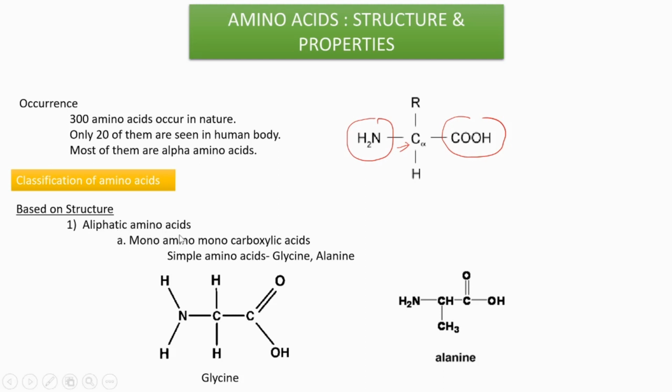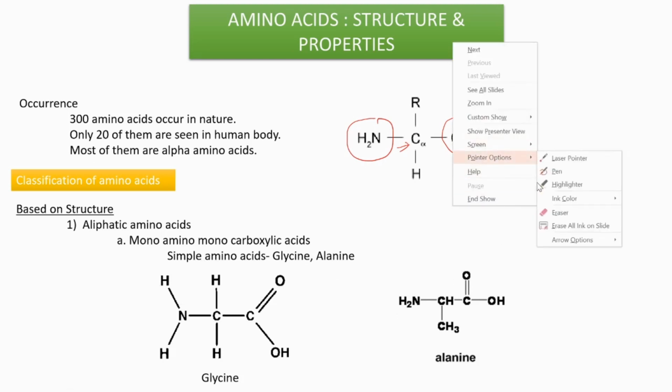And under this classification, again sub-classifications are there. First one is monoamino monocarboxylic acid. Monoamino monocarboxylic acid means one amino group and one carboxylic group is present. Here we can see that one carboxylic group and one amino group. This is a simple amino acid. Examples are glycine and alanine. Okay. Next slide.